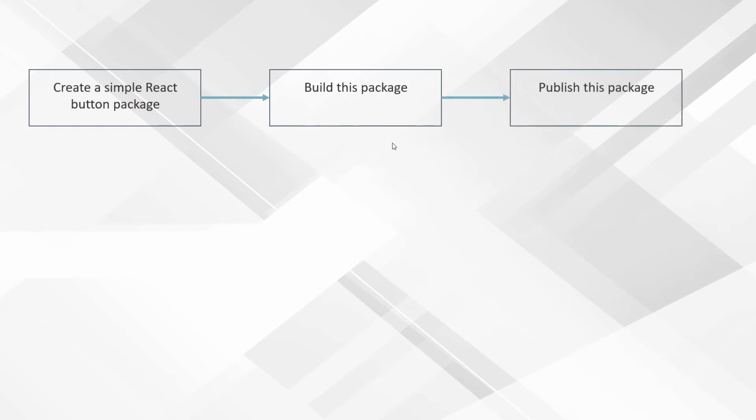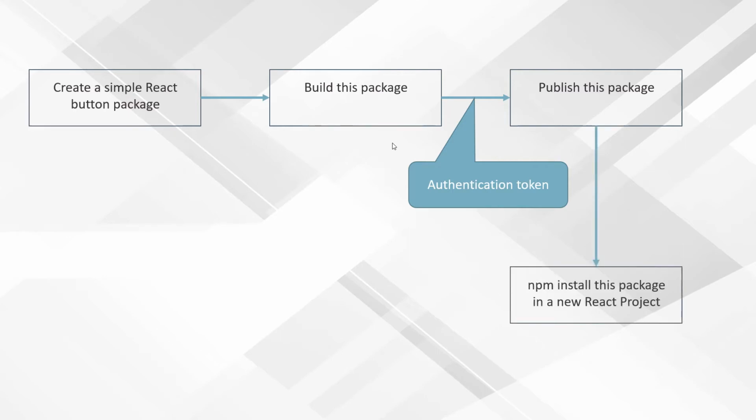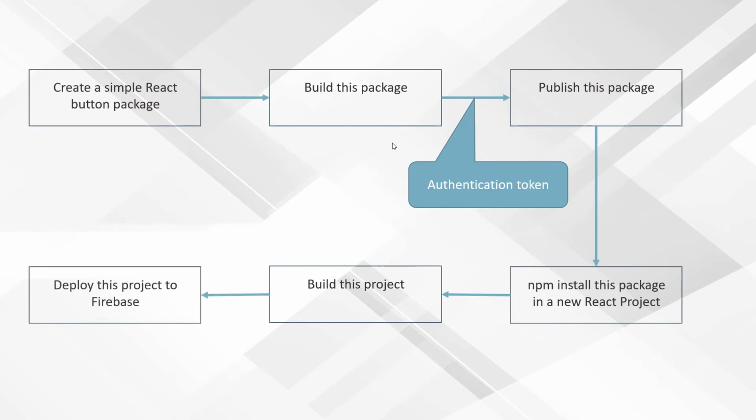We'll publish this package. We have to change some package.json configuration settings, and we also need an authentication token from GitHub, which we'll get and use in our project using an npmrc file. We will then install this package into a brand new React project, the web project. We will then build this project using the default create React app configurations, and to top it off, we will deploy this project to Firebase. So let's get started.